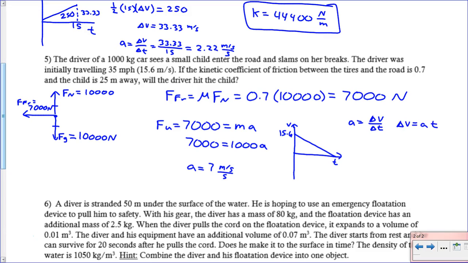And then I can plug in some numbers here. I know that the change in velocity is 15.6. It goes down by 15.6, but I'm just going to leave everything positive here. The acceleration is technically negative too, but if I just leave everything positive, it will work out. The acceleration is 7, and I want to figure out what the time is. I calculate that, and I get time equal to 2.23 seconds.